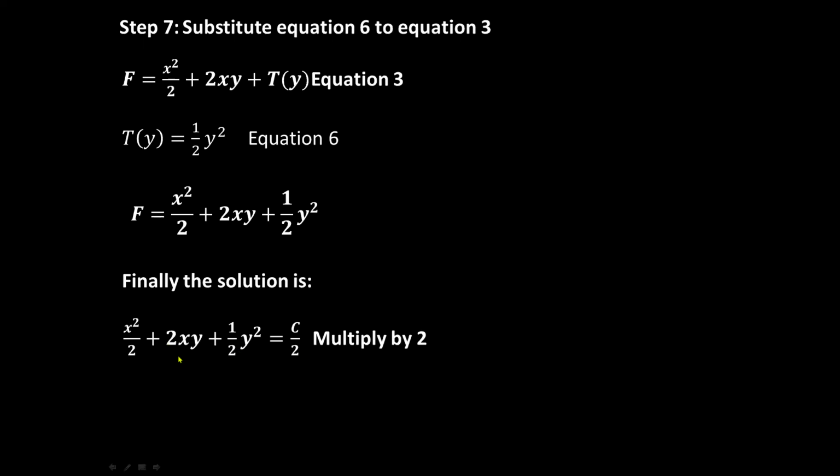2xy is over 1. So the LCD of 2, 1, 2, 2 is simply 2. So I am going to multiply the entire equation by 2. And to simplify it, this is our general solution or final answer: x squared plus 4xy plus y squared is equal to C. And that is the entire flow of our calculation in our example number 1.